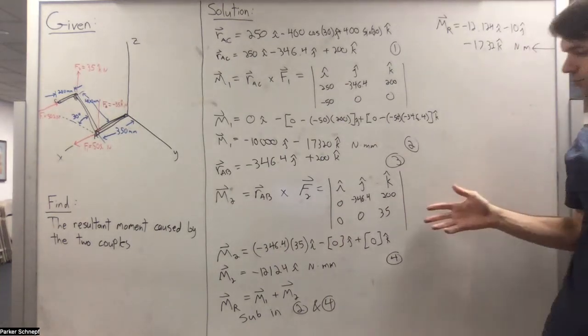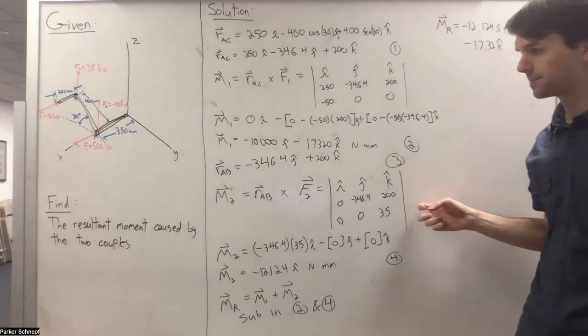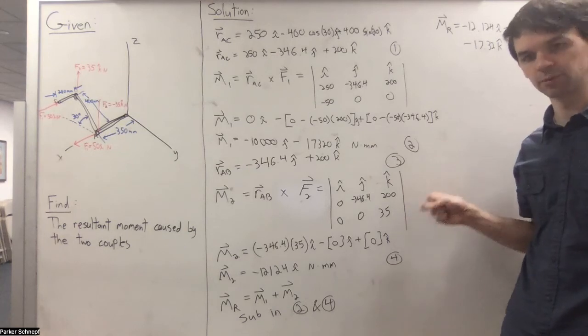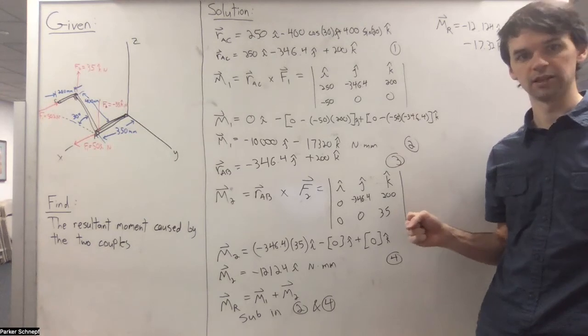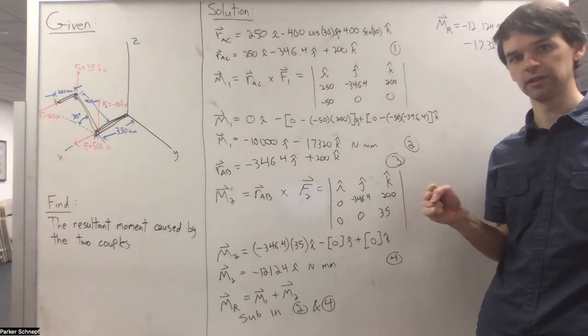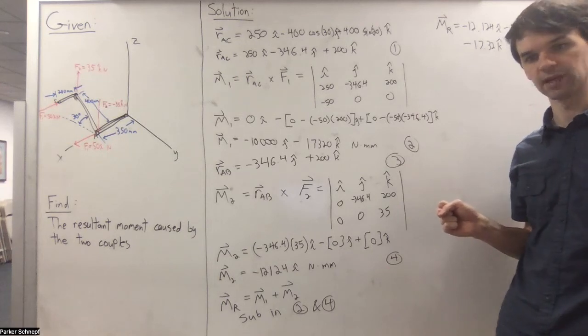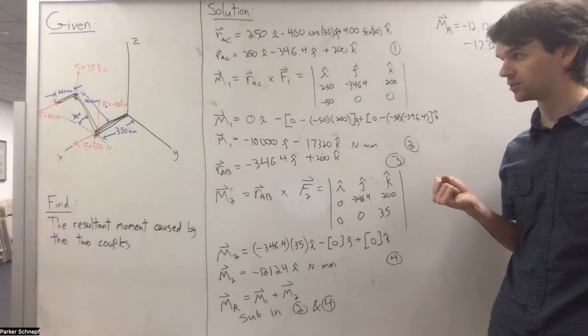So again, the takeaway with moments or with couples is, when solving the moment caused by a couple, pick the most convenient point, because no matter what point you pick to take the moment about, you will get the same answer. So pick a point that lets you cancel one of the forces out, and you will be in good shape.